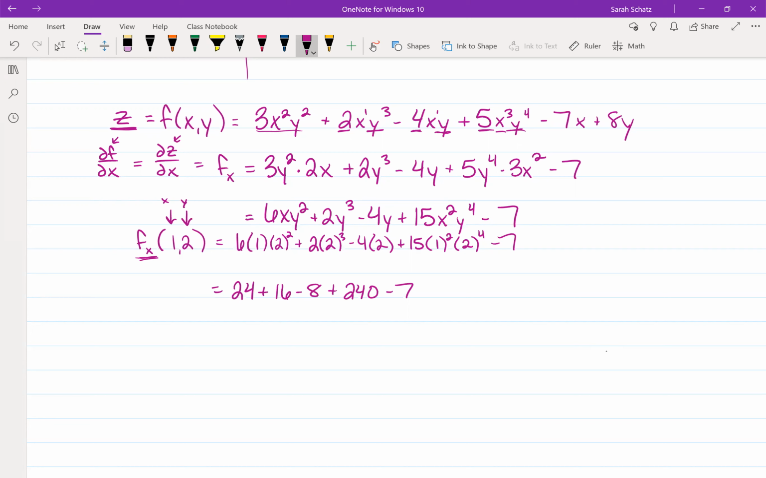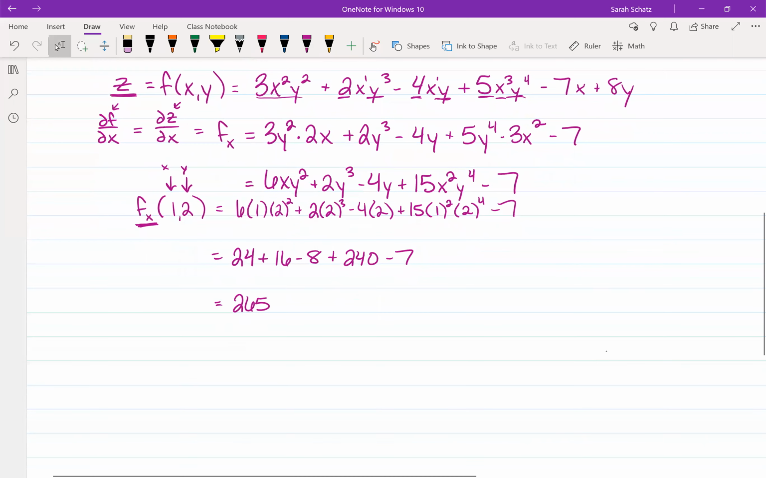Okay, so, and then you guys, we'll just add and subtract these. So we have 24 plus 16 minus 8 plus 240 minus 7. So 265, I think. Yeah, or I said 5 and I wrote 4. I don't know why, guys. Who knows? But something like this. You guys, so basically, I just want to make sure that if it wants you to evaluate a derivative at a point that you can do that. You find the partial it's asking for and then put the point in. But let's move on from that.